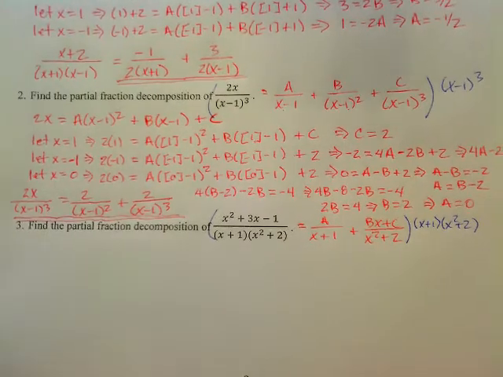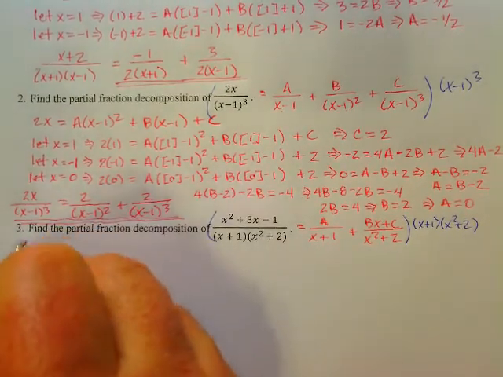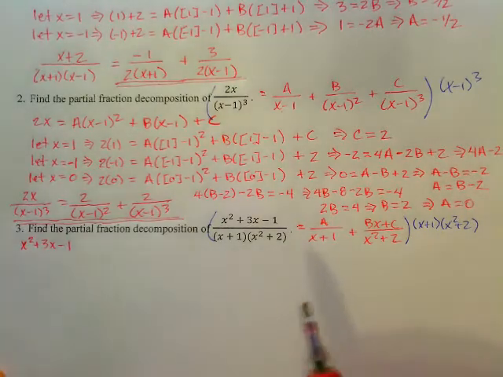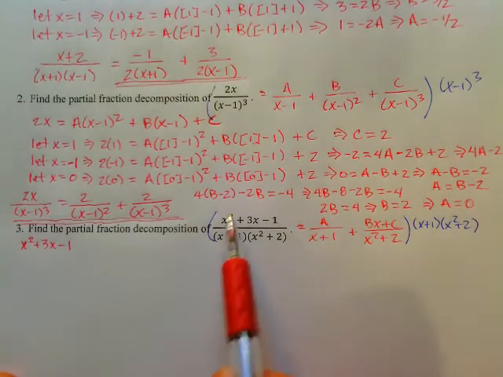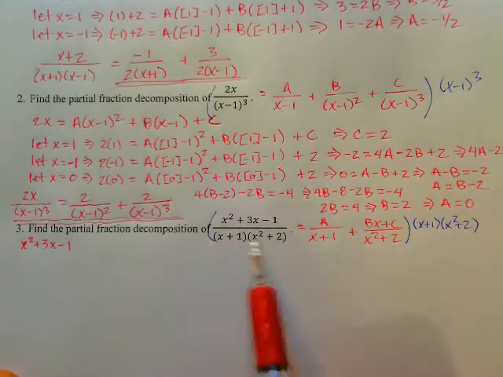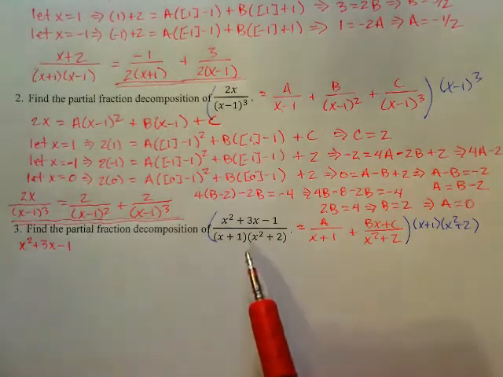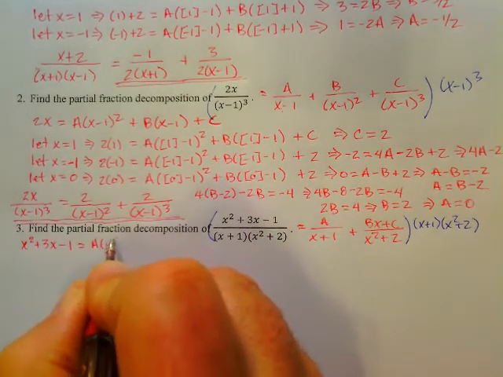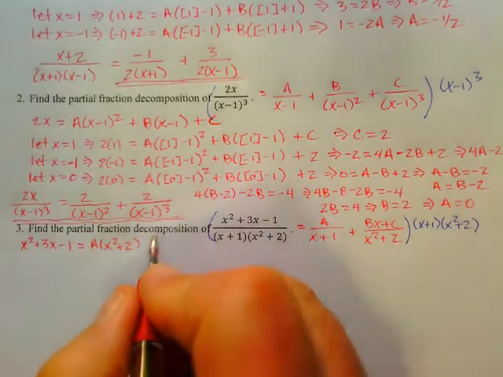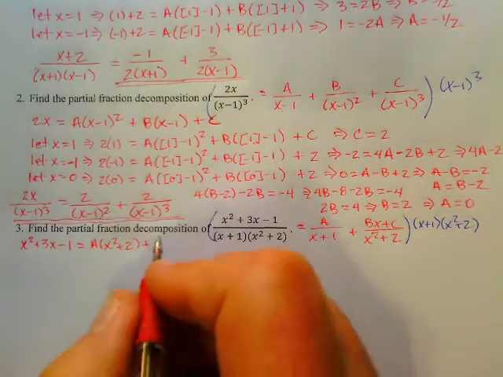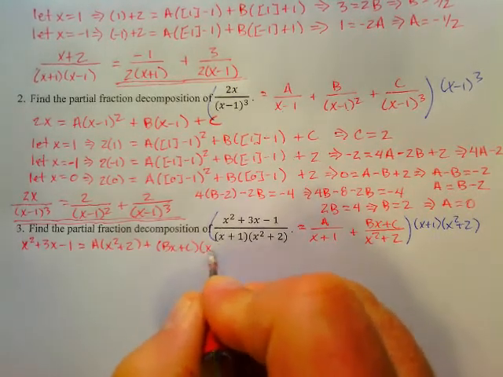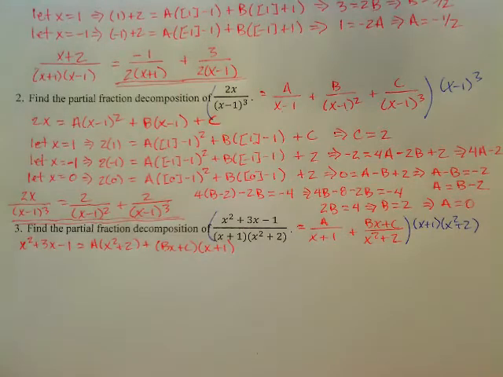And that will leave us with x squared plus 3x subtract 1. By the way, if you were wondering whether this is a proper fraction, that only has a power of 2. If you put these two together, that would have been a power of 3. So we were okay there. All right, and then we're going to have our a times x squared plus 2 plus our bx plus c times x plus 1. And we don't have any fractions right now.